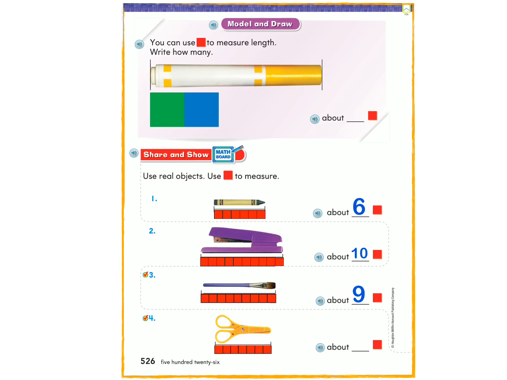Why do I say about? Because non-standard unit is not an exact unit that I'm using. It's not a ruler, it's not a meter, and it's not a measuring tape. It's any object that I have at home.